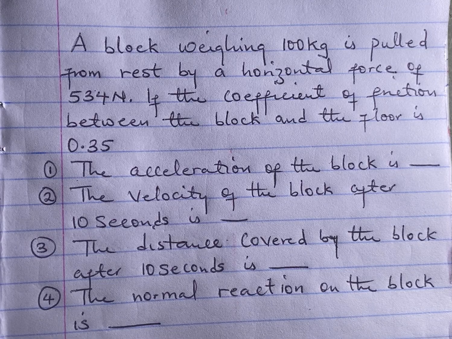A block weighing 100 kg is pulled from rest by a horizontal force of 534 Newton. If the coefficient of friction between the block and the floor is 0.35, question 1: the acceleration of the block is dash. Question 2: the velocity of the block after 10 seconds is dash. Question 3: the distance covered by the block after 10 seconds is dash. And the last question: the normal reaction on the block is dash.